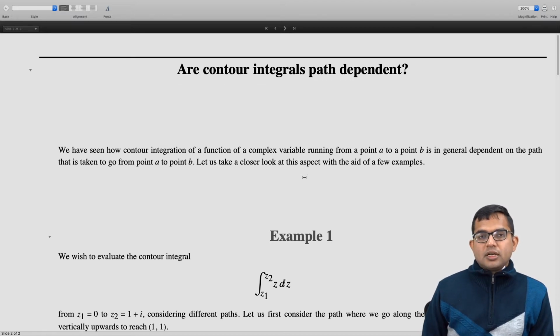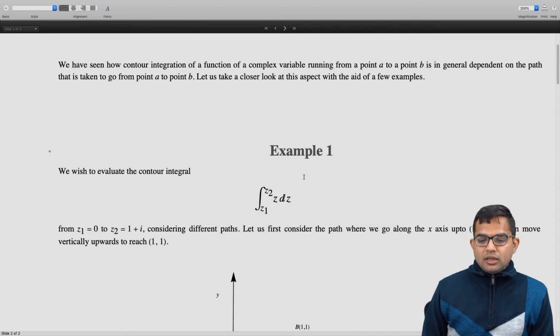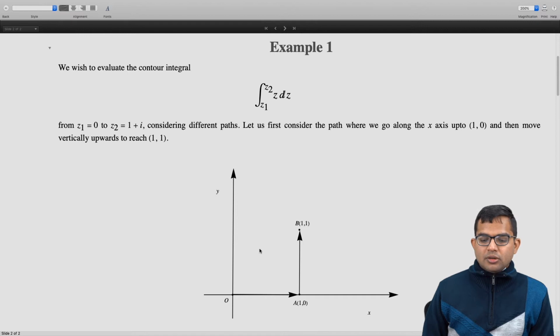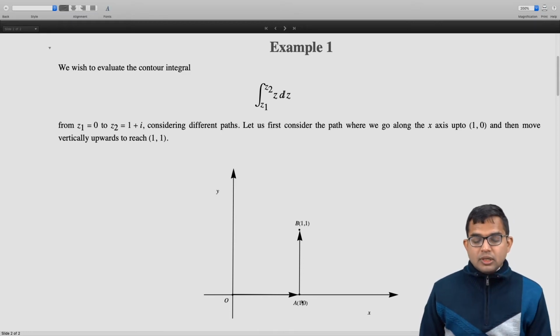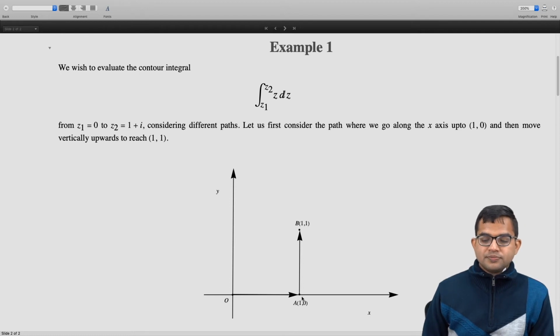Okay, first path that I wish to consider is represented here pictorially. So I need to go from the origin to the point B, which is (1, 1) in the xy plane. So I want to go from 0 to 1 plus i. Suppose I take the path along the x-axis, along the real axis, from 0 to 1, and then I turn in a direction perpendicular to the x-axis upwards, and then I go along this path A to B and cover a distance of 1 along this direction. So that's going to land me at the final destination, right?